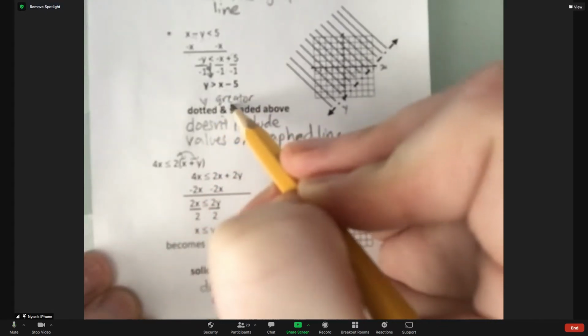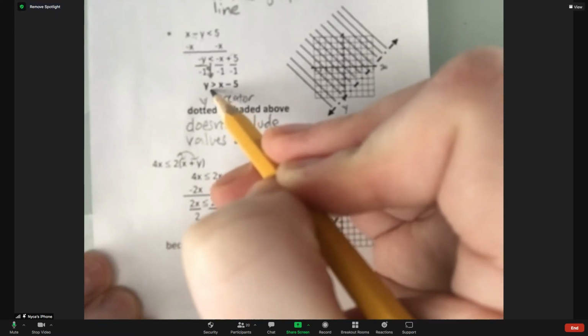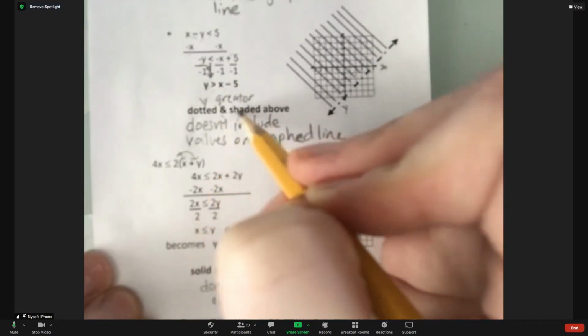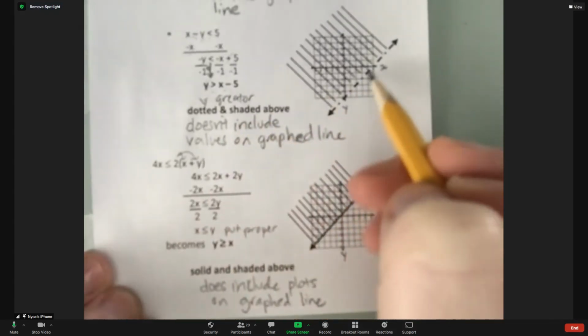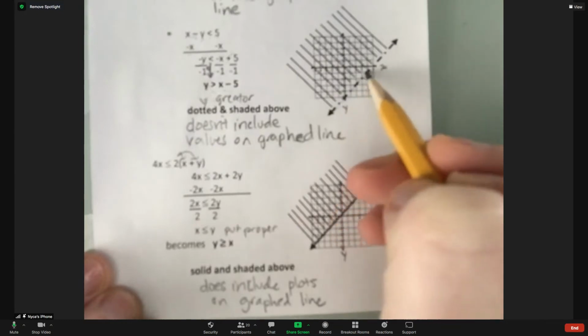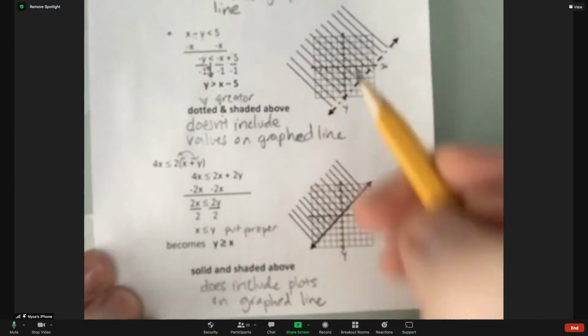Since y is greater, you're shading above, and since there's no line under here, it's a dashed line. What does that mean? That means the values that are on this line are not going to be solutions, that they must exist above the line in that shaded area.